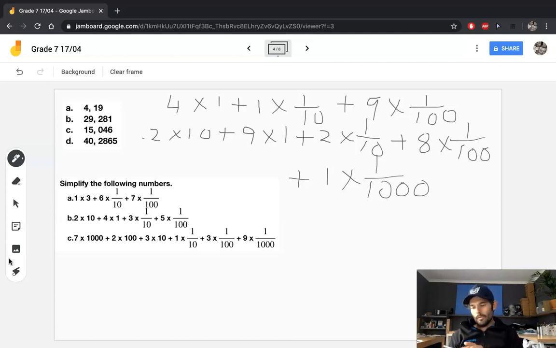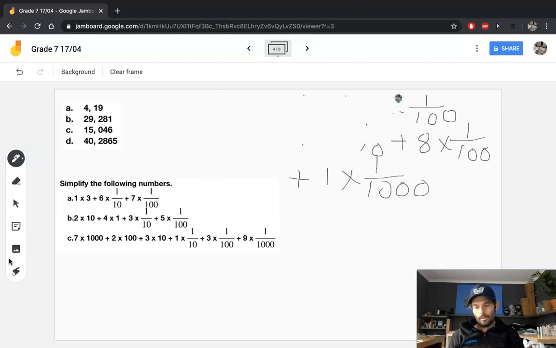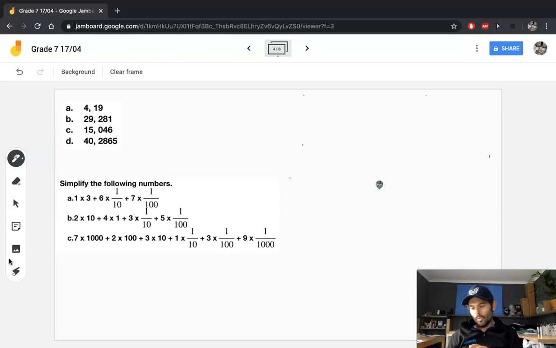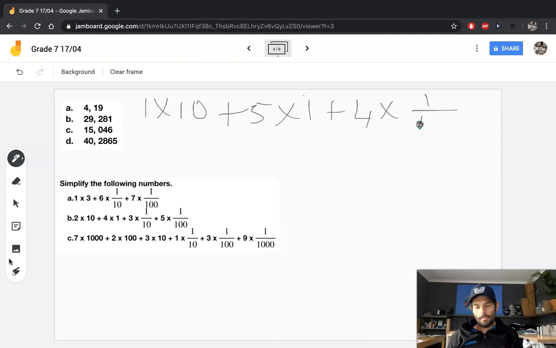Okay, let me just clear a bit of space here. Right, so 15,046, it's 1 times 10 plus 5 times 1. Sure, we're all good with that. Then we don't have to worry about the 0 in the tenths column. It's not equal to anything. Okay, but then it's 4 times 1 over 100 plus 6 times 1 over 1,000.